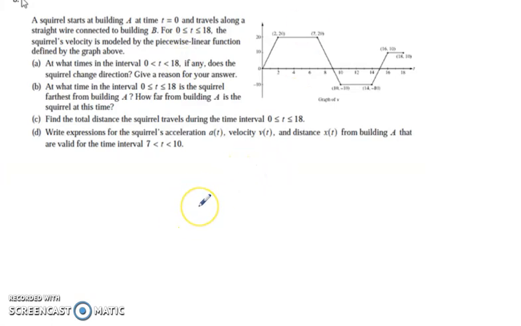Find the total distance the squirrel traveled on the interval from 0 to 18. Well, on my prior work, I found out that the area of this trapezoid is 140. I found out that the area of this trapezoid is 50, and I found out that the area of this trapezoid is 25. So the total distance traveled is the summation of all of those areas.